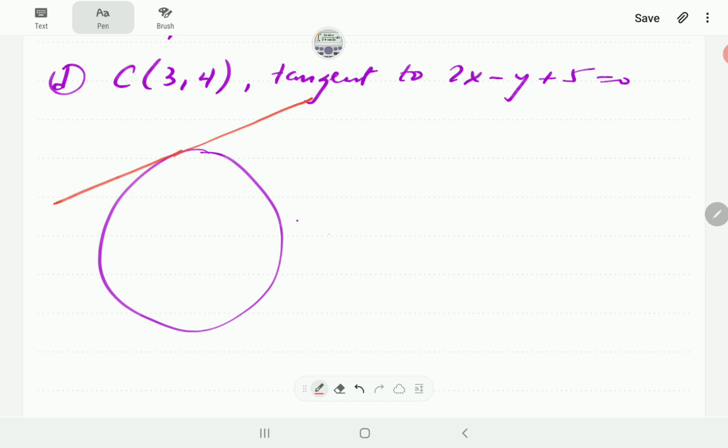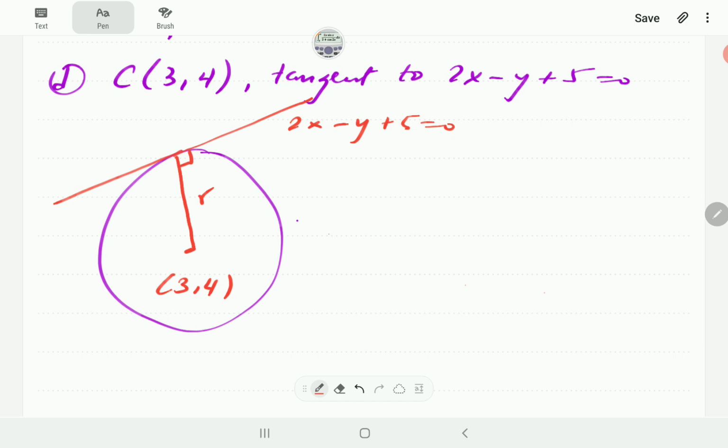So there is our tangent there. It's a line 2x minus y plus 5 equal to 0. The center is at 3, 4. Okay, so the thing that we need is the radius here.